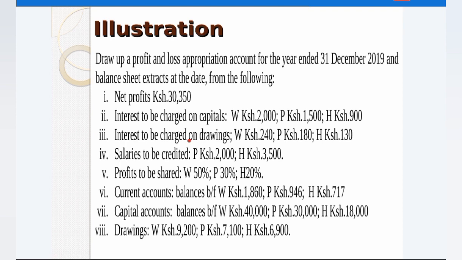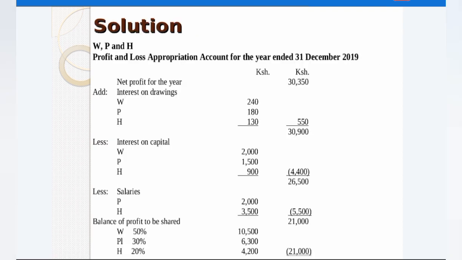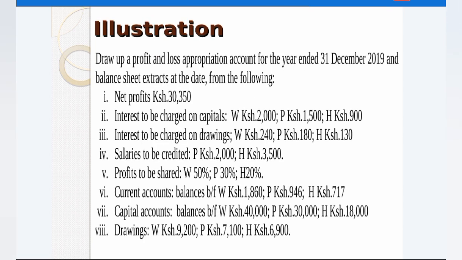So we must prepare the two, but again, for us to be able to prepare the balance sheet, we have to prepare the capital account and the current accounts. So let us then look at the appropriation account. We are given the profit for the year under number 1 here of 3350.